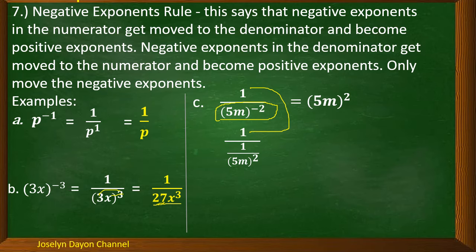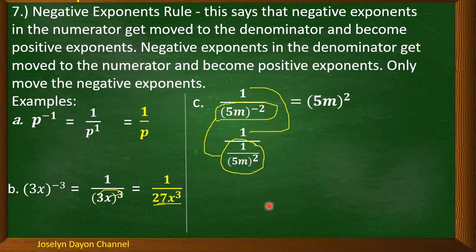So the equivalent for quantity of 5m to the power of negative 2 is 1 over quantity of 5m squared. So again, we just copy here 1. Then the equivalent of quantity of 5m to the power of negative 2 is 1 over quantity of 5m squared. So we do not have any more the negative sign. Now we have already the complex fraction.